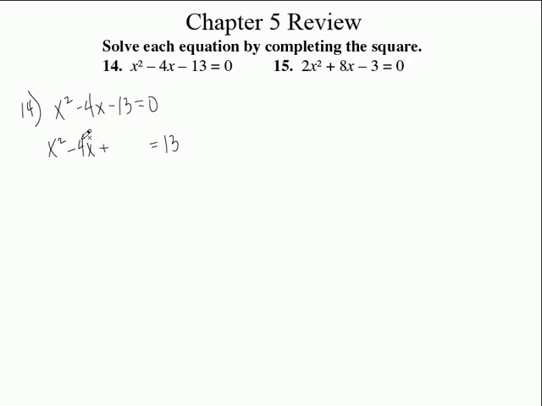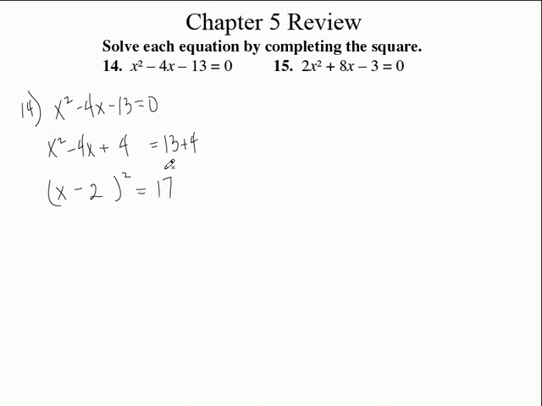So let's do that. Let's take half of this, which would be 2. Technically it's negative 2, but when you square it, it becomes positive, so we don't really care. So half of this is 2. When you square it, it's 4. So I just add a 4 here. I can't do that to just one side, so I have to do it to both sides. Now, by doing that, we made this into a nice perfect square. So it's going to be x minus 2 squared equals 17.